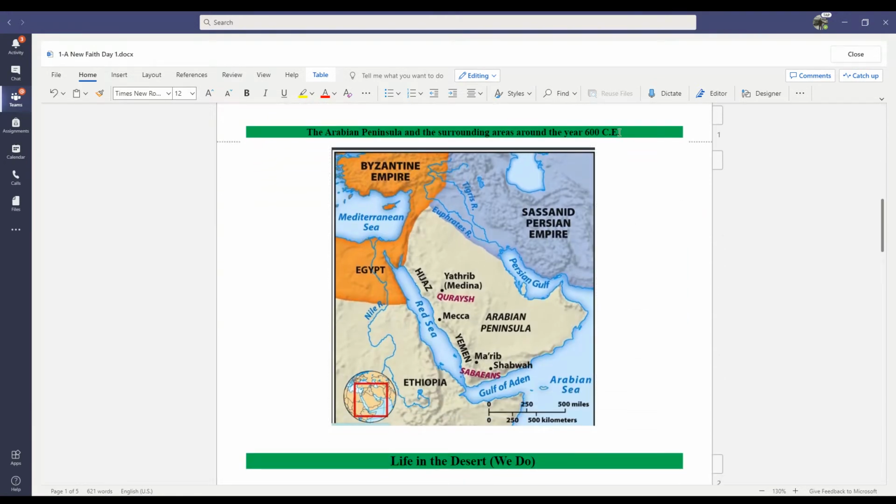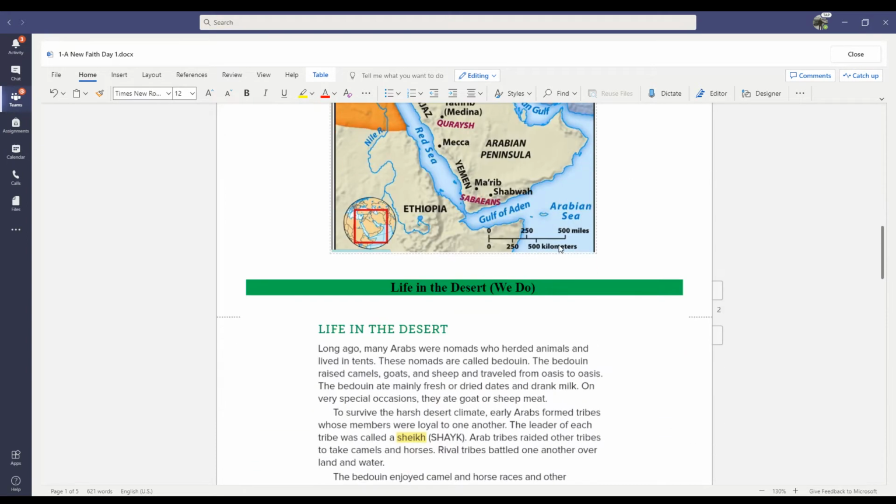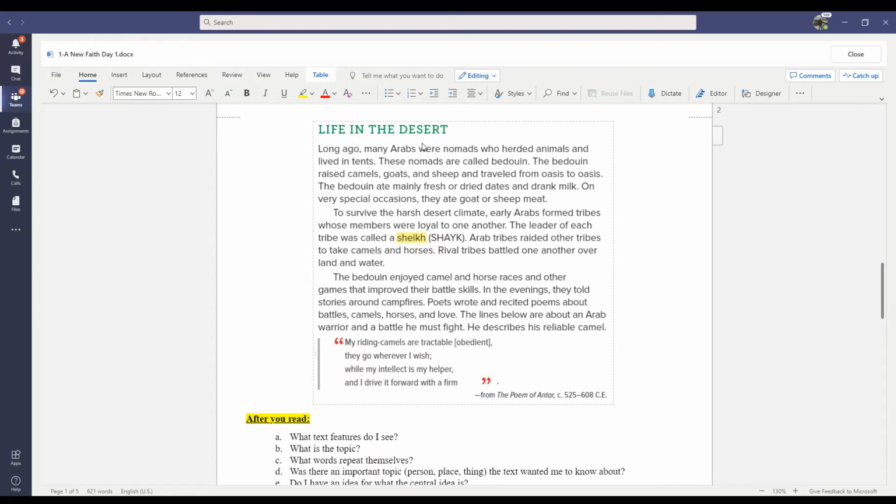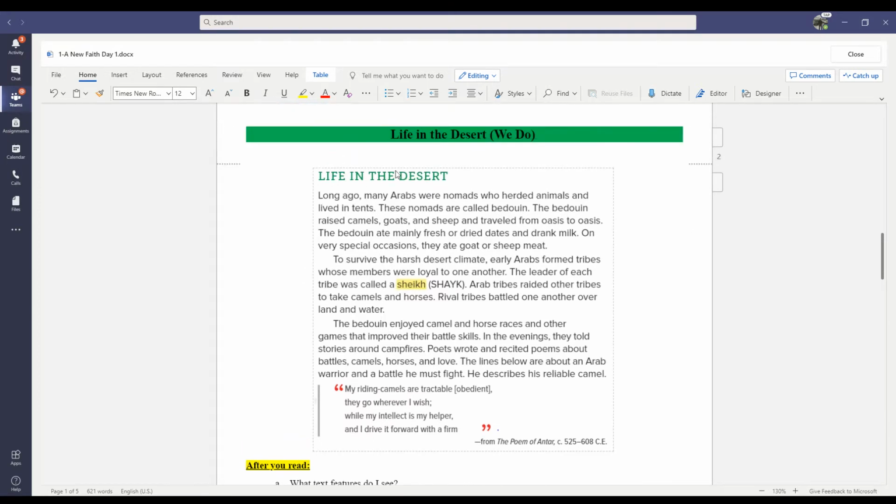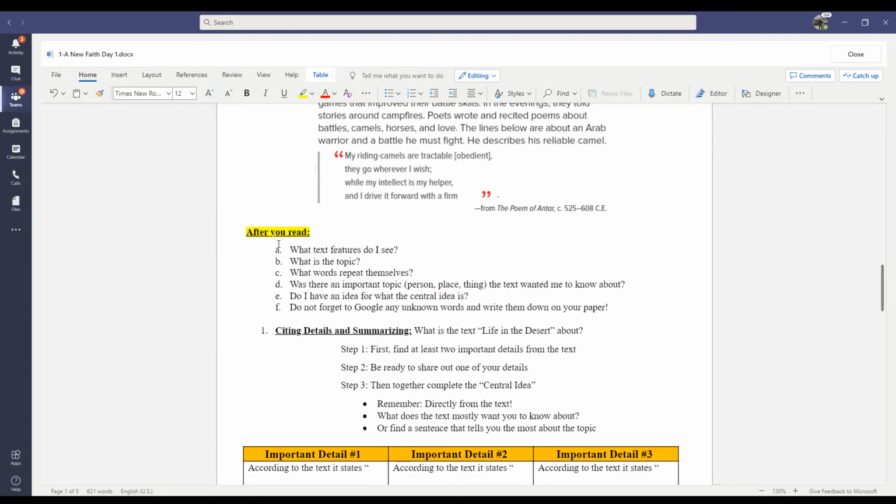Here's a quick little map just to let you guys visualize what this area looked like in the year 600. Looks very different today. So I want to make sure you guys can visualize it. So you got a couple paragraphs here, and it says life in the desert. Here's some brainstorming questions to help you think about what your central idea might be. So go ahead and read through those.